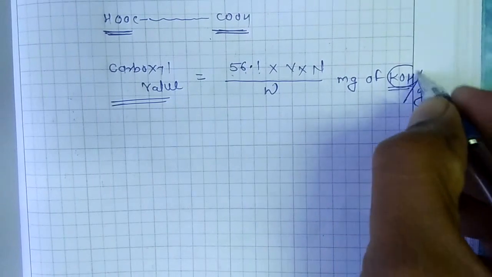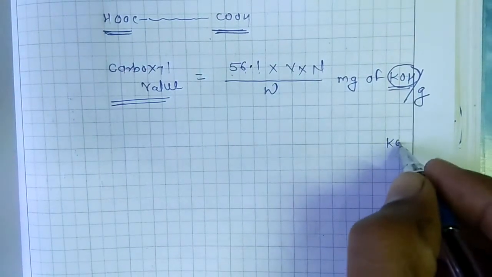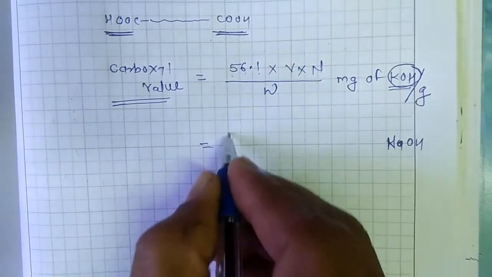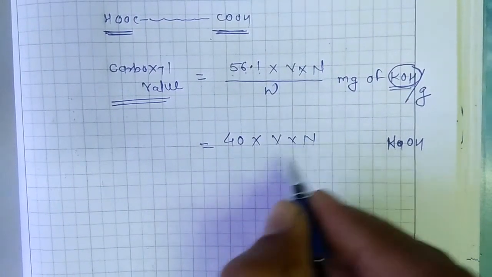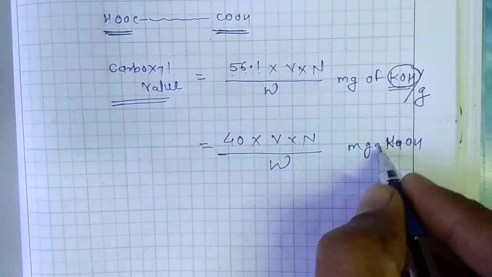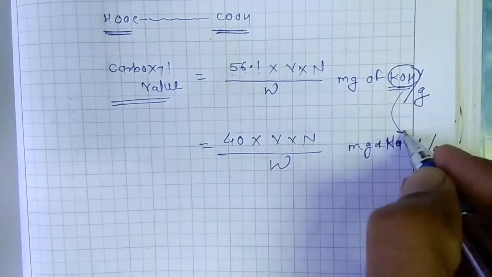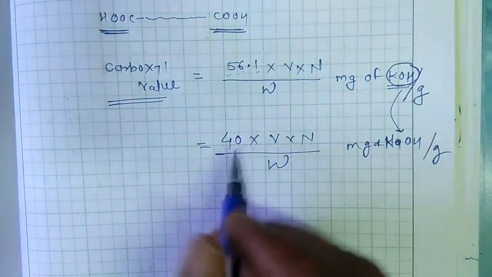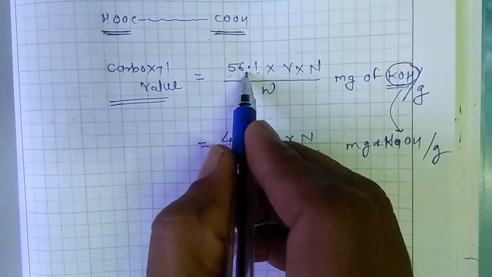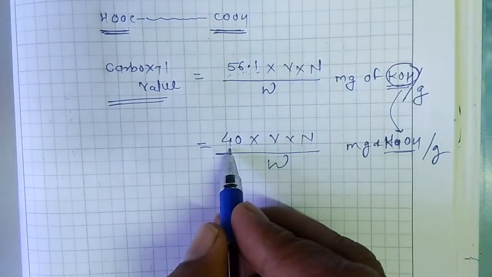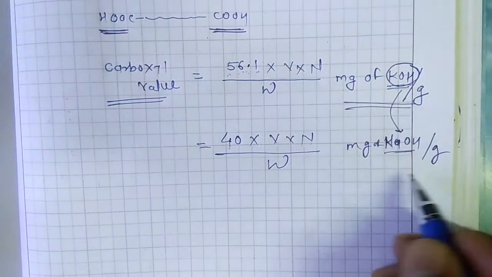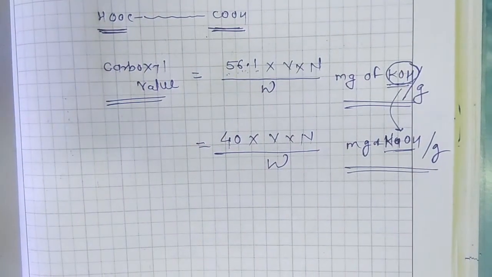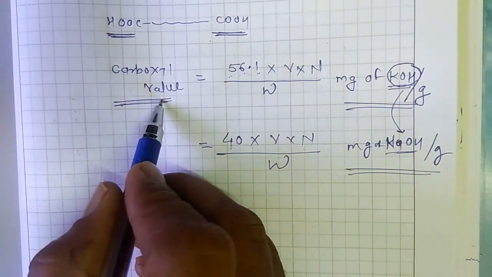Somebody can use NaOH instead of KOH. Then the same equation becomes 40 into V into N divided by W, milligram of NaOH per gram of sample. Then this 56.1 is replaced by 40. Why? Because the molecular weight of KOH is 56.1 and the molecular weight of NaOH is 40. So it is very important to give the unit to our formula or value. So this is the carboxyl value.